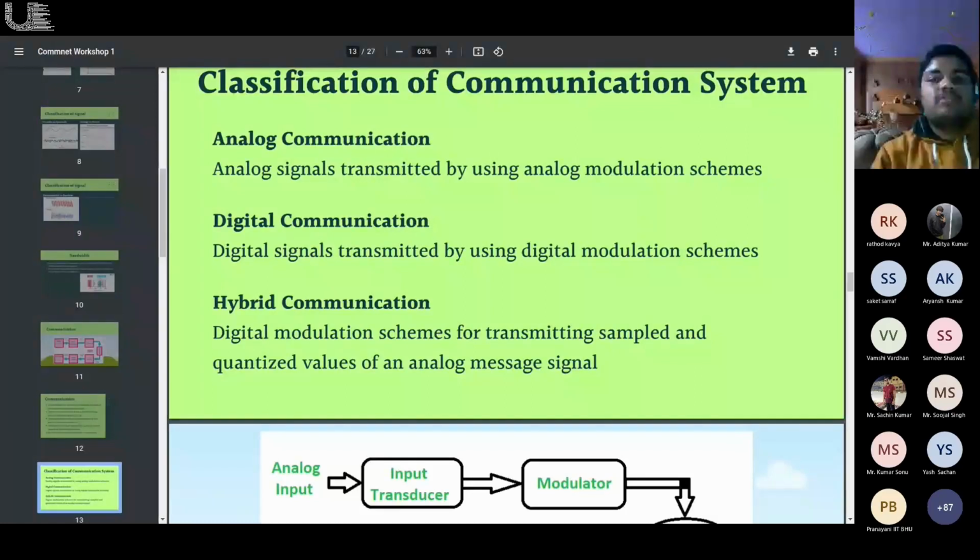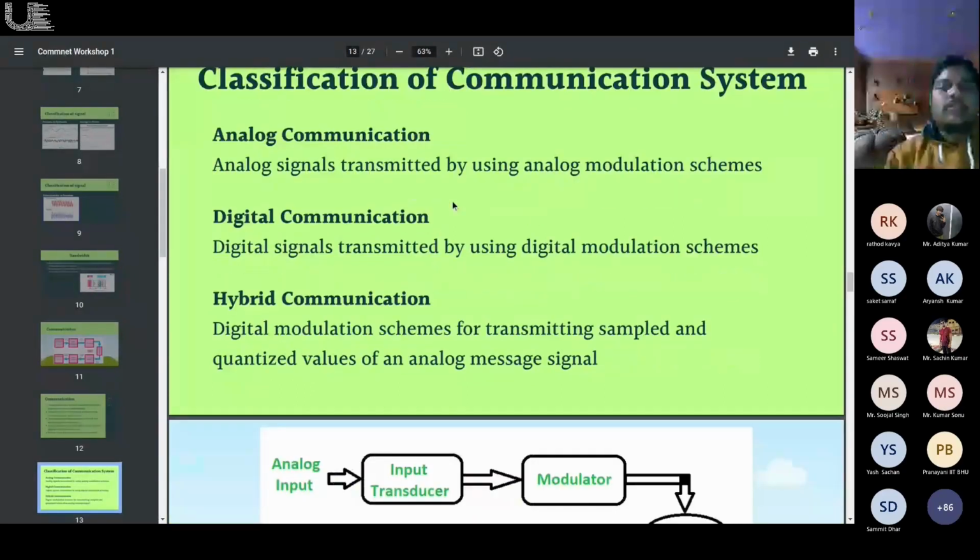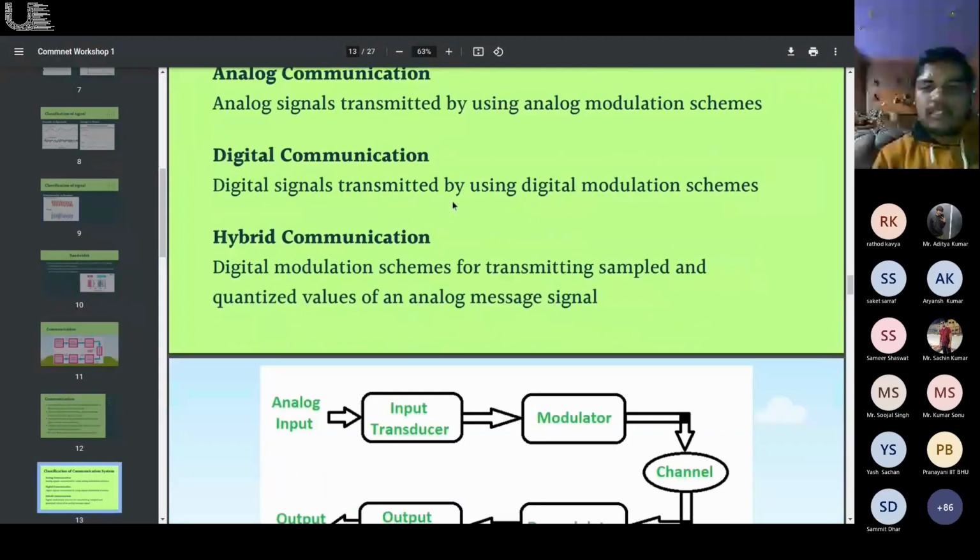So what does modulation do? Modulation converts the signal into some form so that the size of the antenna shouldn't be very large. For the time being, just understand this: we are increasing the frequency of the signal, and we are also converting the properties of the signal for better transmission. So there are two methods, analog modulation and digital modulation. Let us discuss this with the diagram.